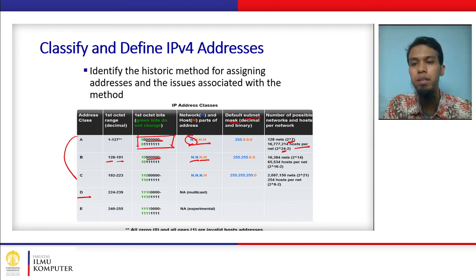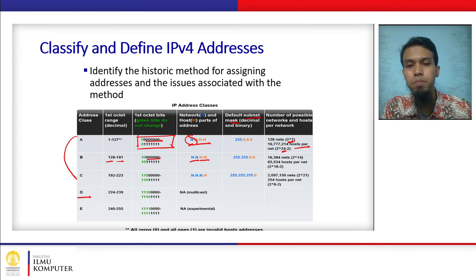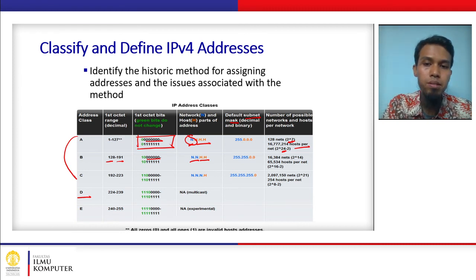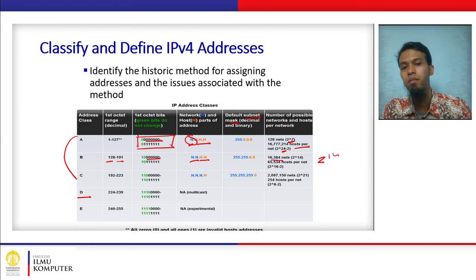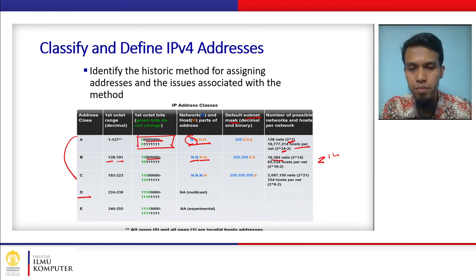So in class B IP addresses, we have 6 bits in the first octet and 8 bits in the second octet, so in total 14 bits. We can have 2 to the power of 14 networks, around 16,000 something. For the hosts, we can have 2 to the power of 16 minus 2, around 65,000 something. Again, minus 2 is because 2 addresses are reserved for the network address and broadcast address.